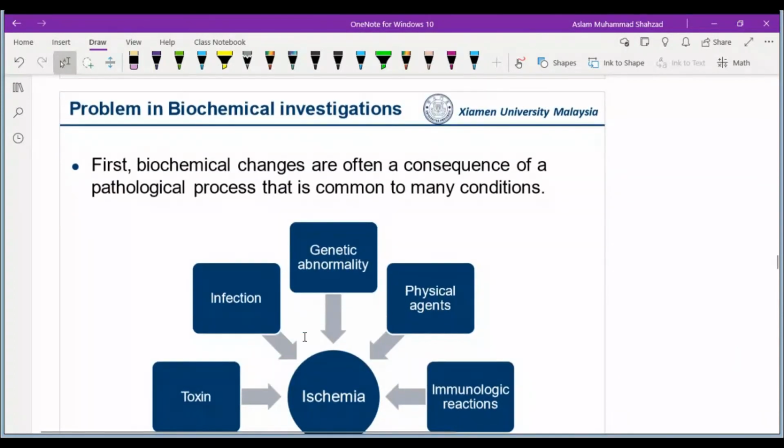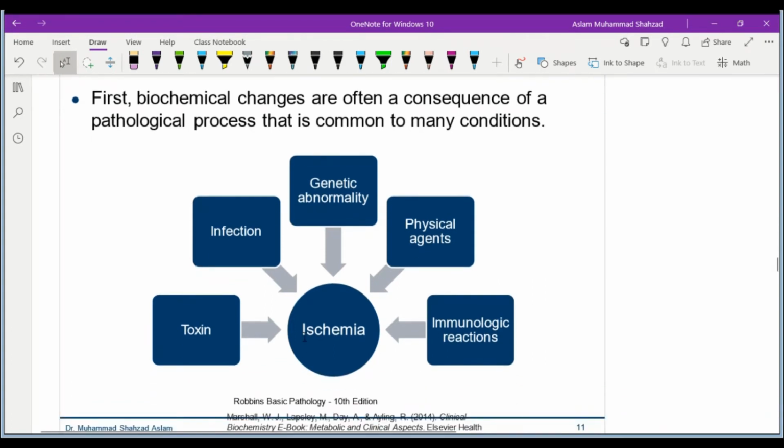But what are the problems that biochemical investigations face? We already discussed a bit that we cannot identify the accurate cause or accurate etiology of a disease. For example, ischemia could be caused by multiple reasons. It could be caused by a toxin, by infection, by genetic abnormality or physical agents, for example radiation or heat or stress, or by an immunological reaction, maybe an autoimmune disorder.